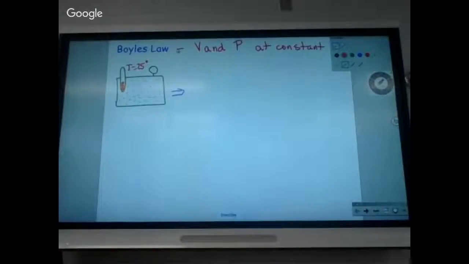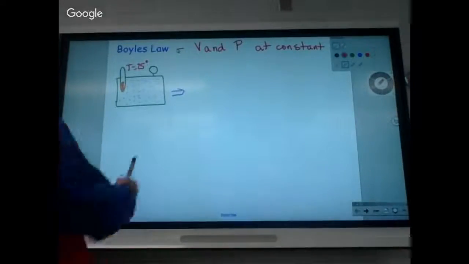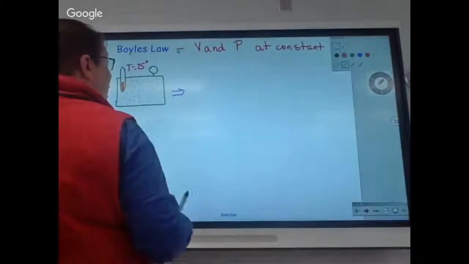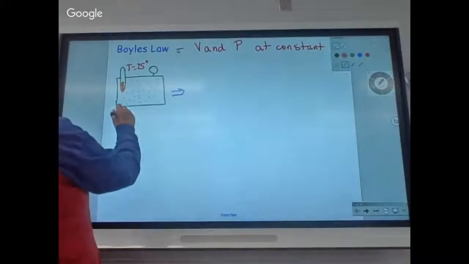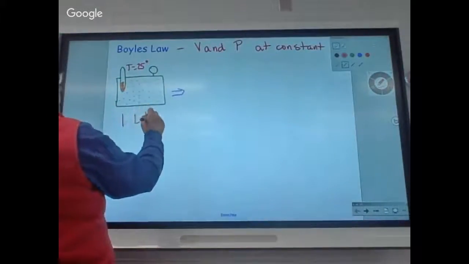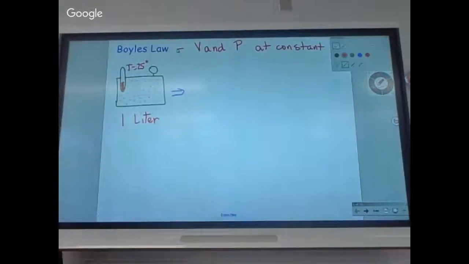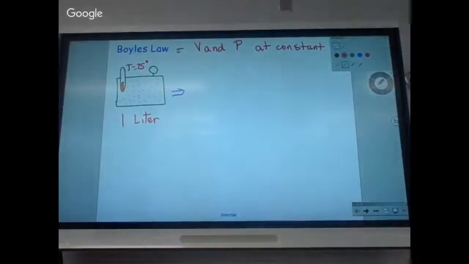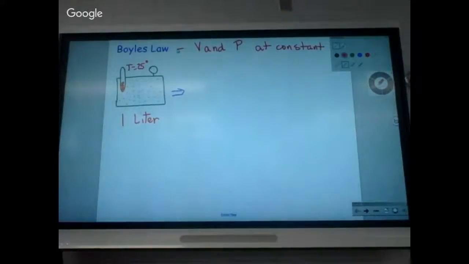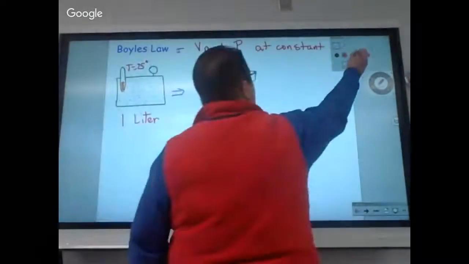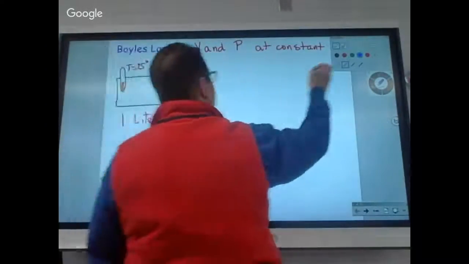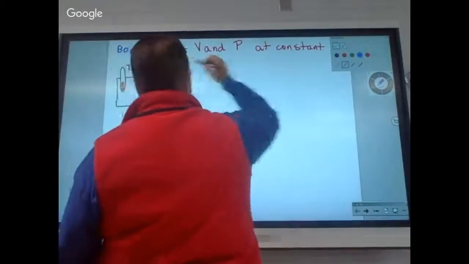So if I have this container, and I'm just going to say that the volume is 1 liter, okay? And I drew an ugly thermometer. It looks a little more pickle-ish than thermometer-like. And I'm going to say the temperature is 25. Yeah, it's supposed to be an arrow. And that's supposed to be a pressure gauge.